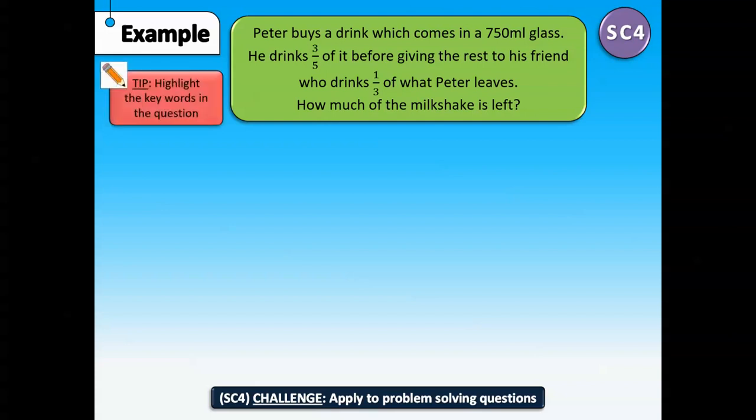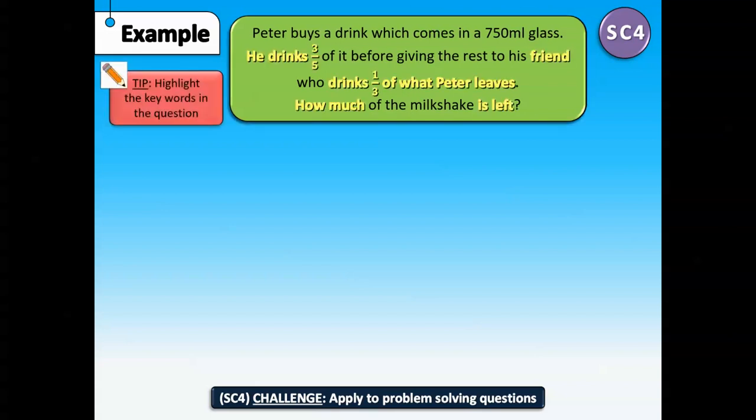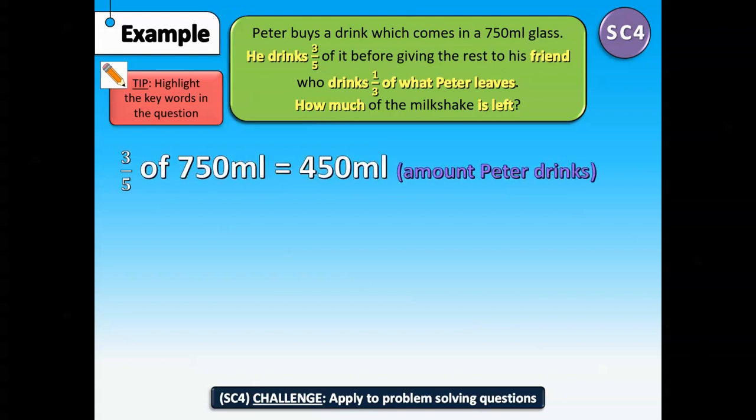So let's start by working out how much Peter has drank. We can do this by highlighting the key parts of the question and it just makes it a bit easier. So to find out how much Peter has drank, we can do 3/5 of 750 millilitres. So we divide by 5 and times by 3. So that's 450 millilitres, and that's how much Peter drinks.